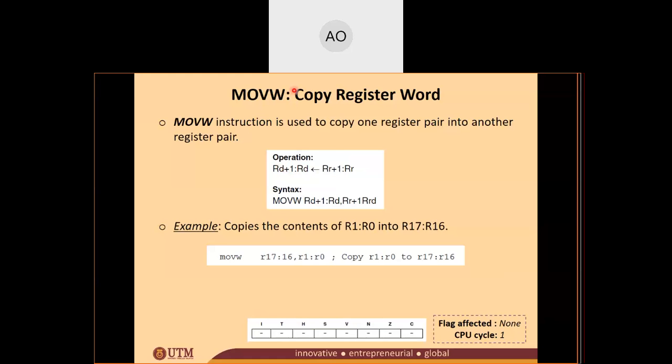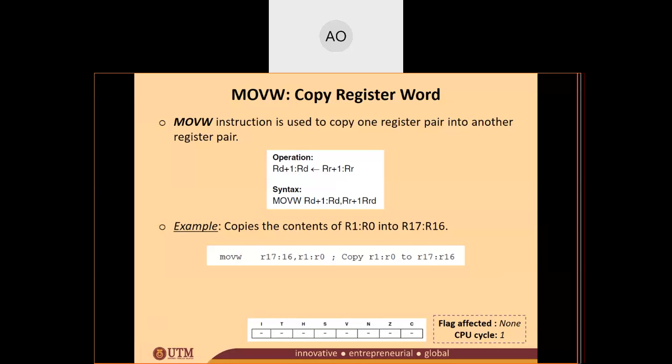Okay, let's look at this example. You're going to copy the content of R1:R0 to R17:R16. By using the MOVW, you can write down MOVW R17:R16, R1:R0, because this is your source and this is your destination. Let's say you don't want to use the MOVW. Instead of using the MOVW, you can also use the MOV instruction.